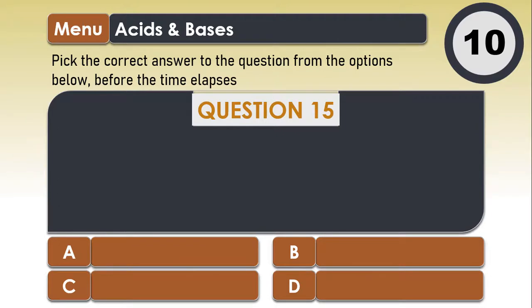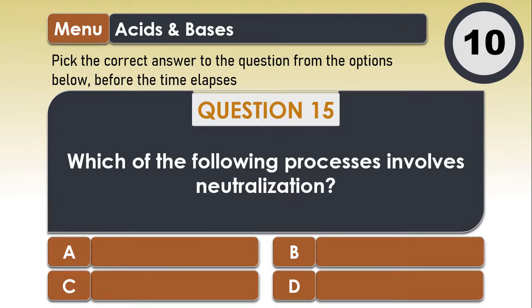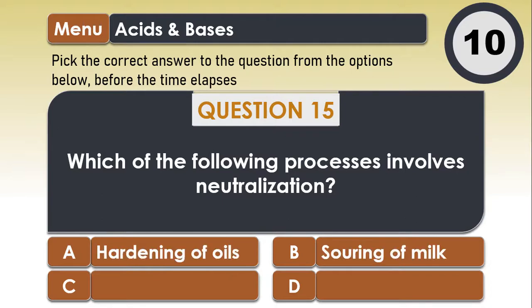Question 15. Which of the following processes involves neutralization? A. Hardening of oils, B. Souring of milk, C. Charring of sugar, and D. Liming of soil.